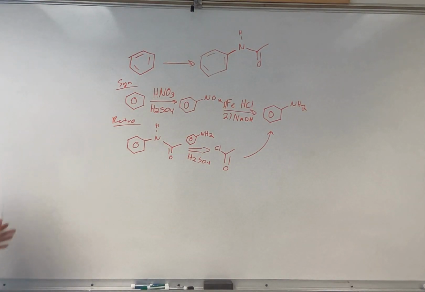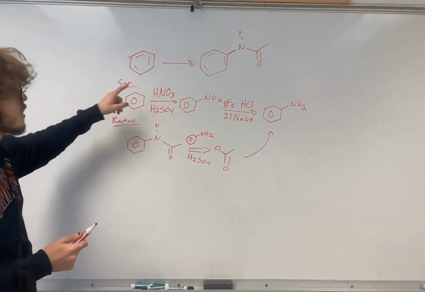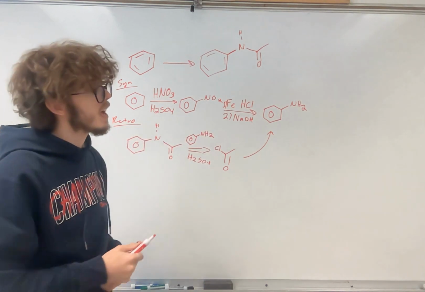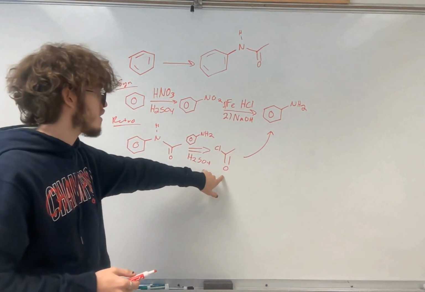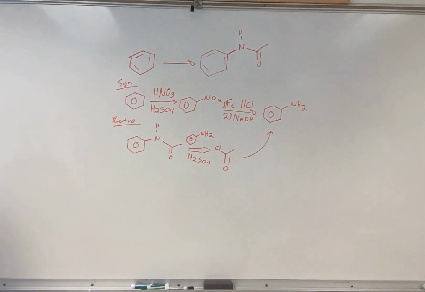So you can see that the whole synthesis is done. We're going to start with benzene. We're going to do a nitration of it. We're going to get NO2. Then we're going to reduce it down to NH2, aniline. Okay, and then we're going to react it with ethanoyl chloride and acid, and we're going to get our product. So that's the overall reaction there.